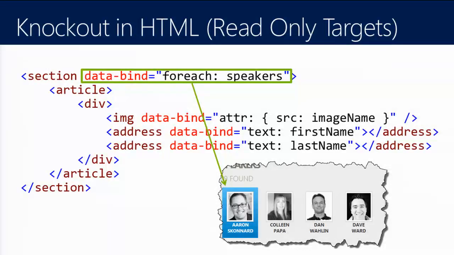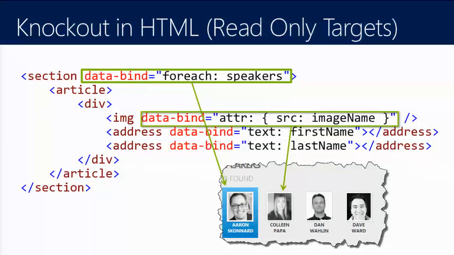So for every item in the observable array, I'm going to change the context inside of that section. The article's context will be each individual speaker. So then I can just say, go get the image name, first name, last name, which is kind of cool. And then when it pops out of that section, that's basically a loop, then you're back on the data context for the page. So think of the data context for the page as the view model. And then, inside that section, the data context changed to each individual speaker item.